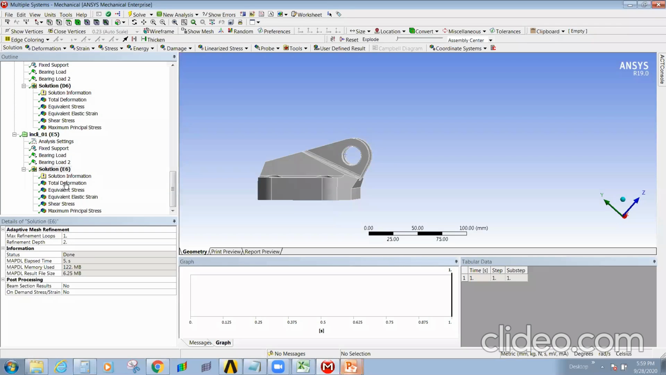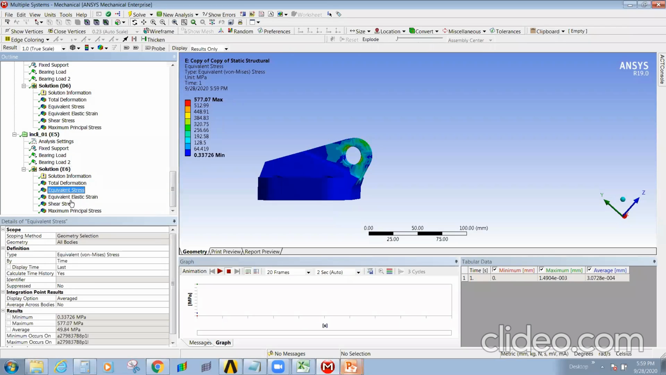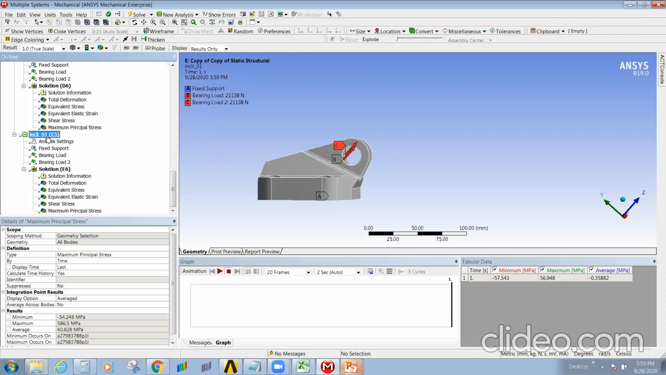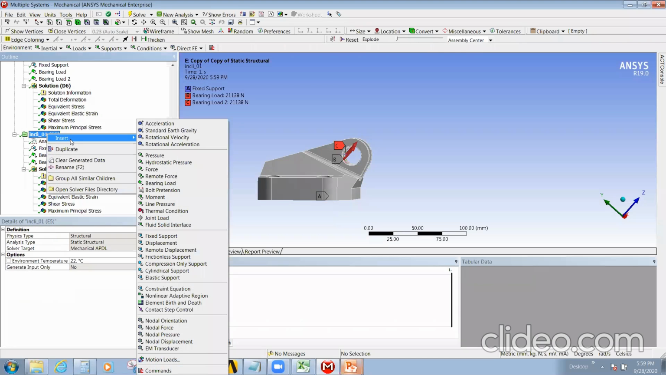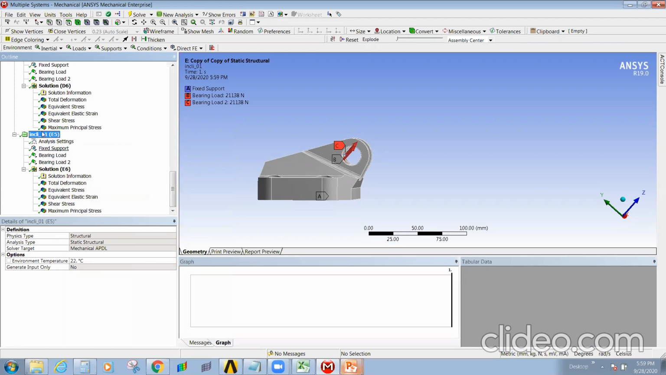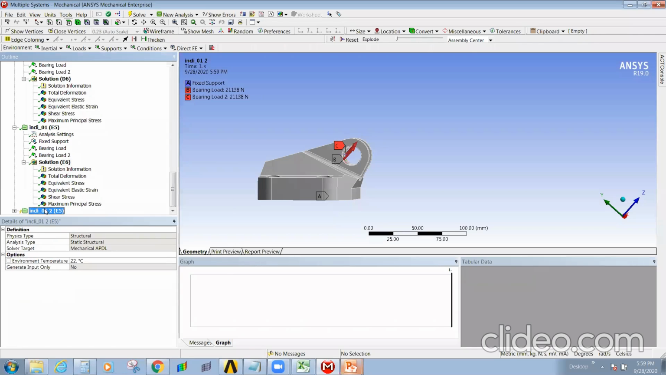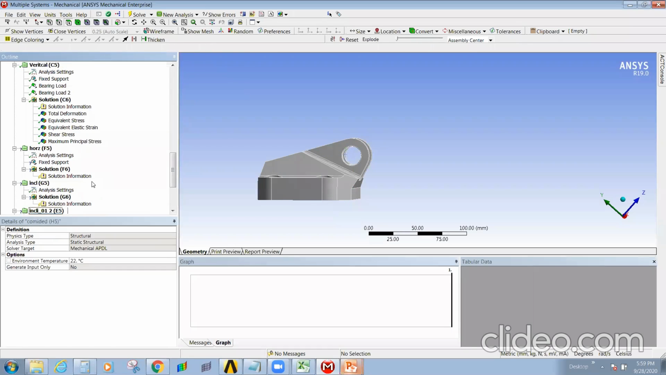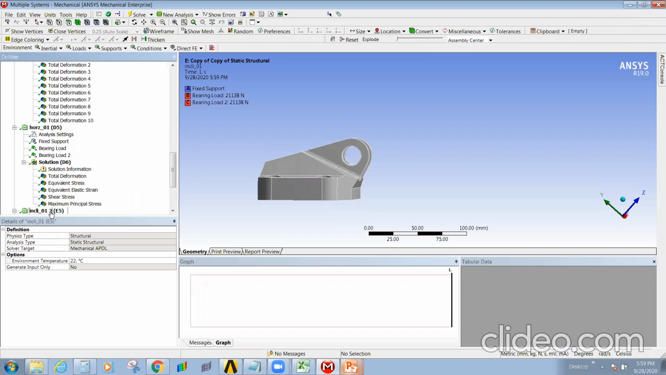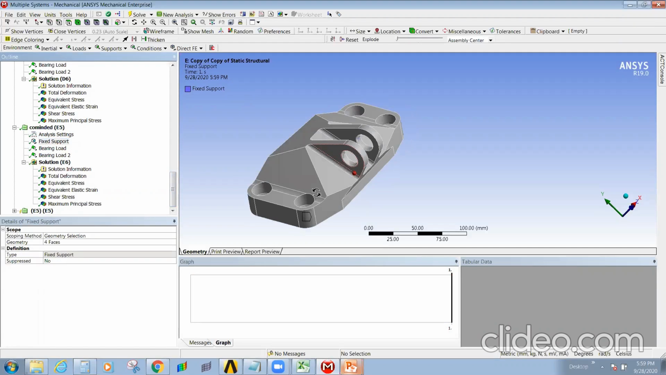Now you can see again total deformation, equivalent stress, equivalent strain value, shear stress, maximum principal stress value. Now the combined load cases. For the combined load cases, here I'll insert or take a duplicate, and you can write it as combined load. Your boundary condition will be the same.